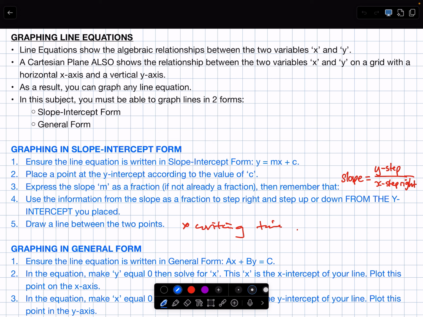So if you already get this and it works for you and you're getting your answers correct, do it your way, but I like my way best.